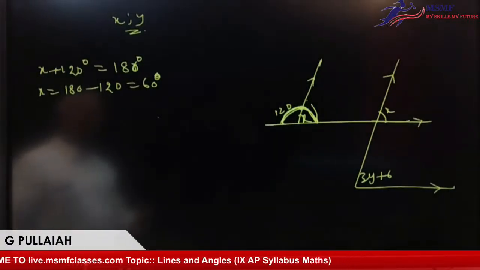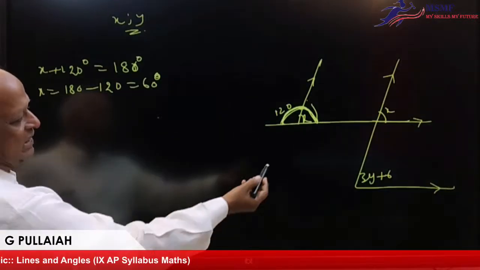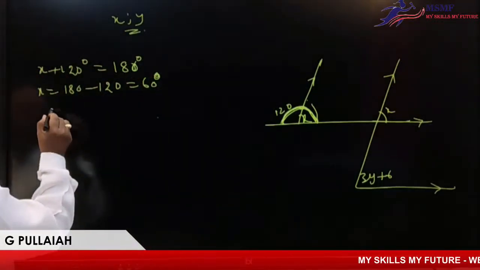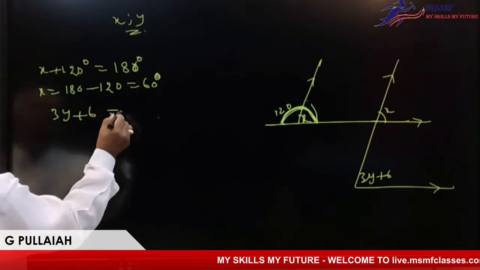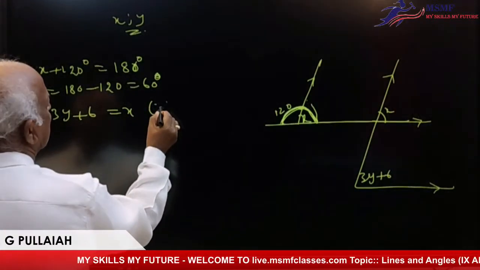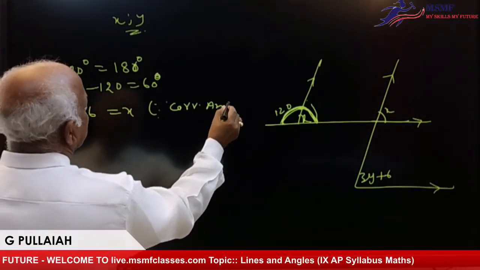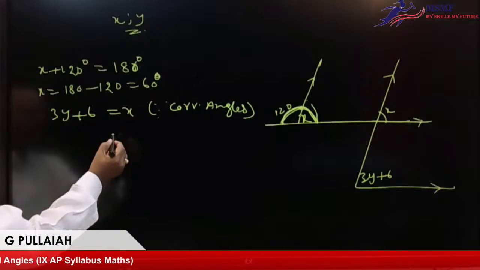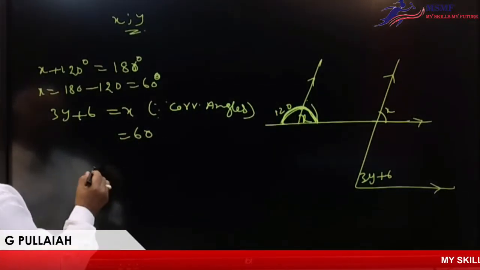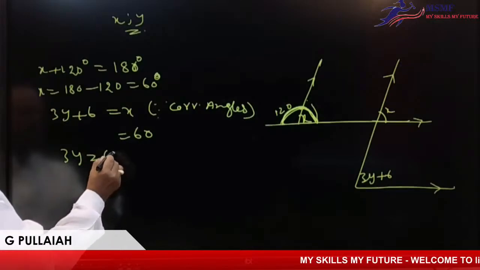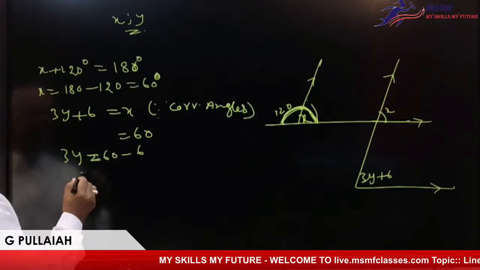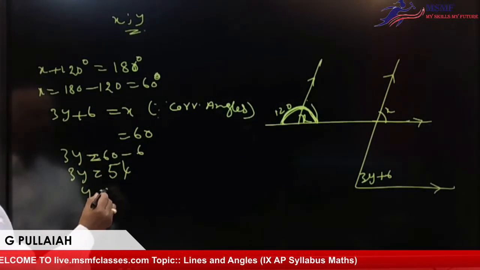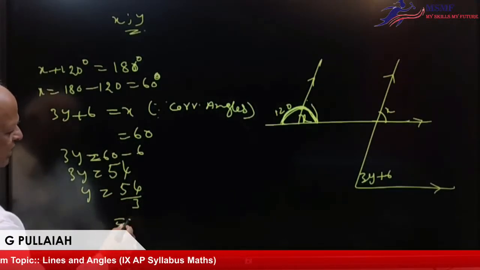Now, because x and 3y plus 6 are corresponding angles, we can say 3y plus 6 is equal to x. Since they are corresponding angles, and it is given that x is equal to 60, we get 3y is equal to 60 minus 6. So 3y is equal to 54, and y is equal to 54 by 3.